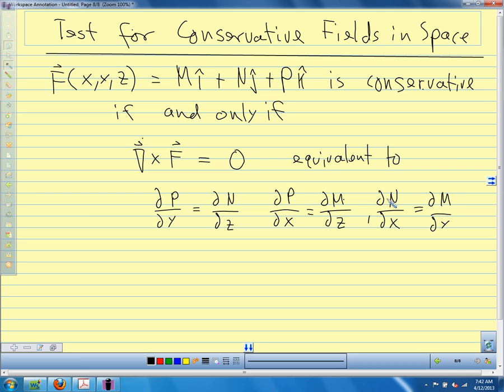And if our field is conservative, we can find the potential function just like we did in our last example, except we have 3 equations that we have to integrate to find our potential function. So if our curl is 0, our field is conservative. That's the same as saying the vector field is irrotational. It's conservative. So all those are saying the same thing. So this is our test for a conservative field in space.